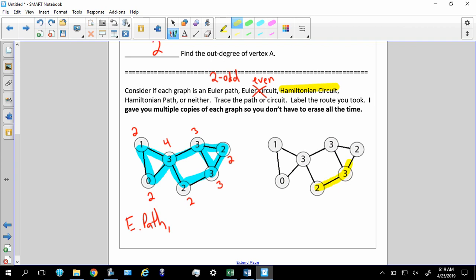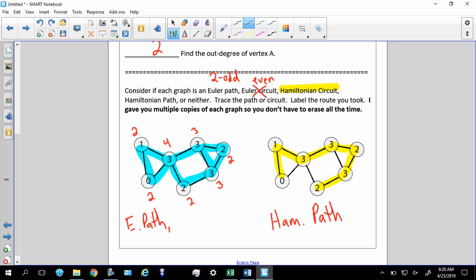Can't do it. But I did create a path. I don't know if you noticed that. I started here, swung around, boom, boom. So the only 2 things I can make out of this is a Hamiltonian path and an Euler path.